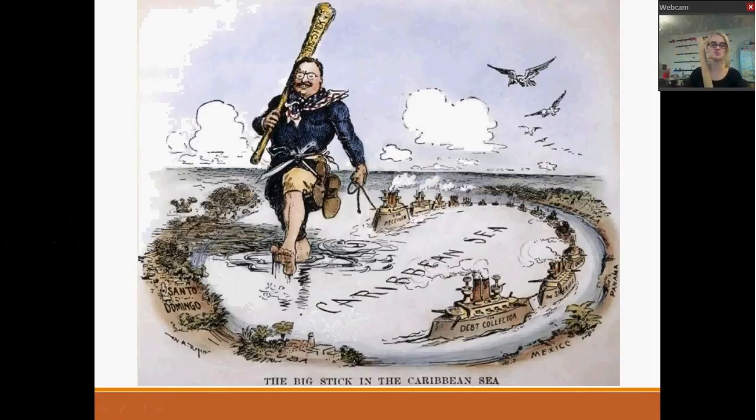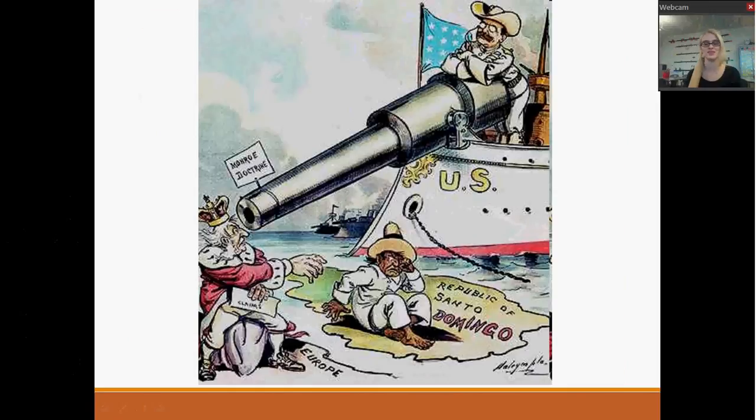So here, he becomes really famous for this big stick idea. You can see this political cartoon says the big stick in the Caribbean. Roosevelt is pulling the Navy behind him as he is in places like Santo Domingo, Mexico, Panama, Venezuela. So he's the big stick in the Caribbean Sea. In this one, you'll notice the big stick is represented as a gun, pointed at Europe. You see the king over there is trying to make a claim on the Republic of Santo Domingo, and he's pointing his gun at him with the Monroe Doctrine tagged on to the end of it, saying, no, you don't. We're going to keep you out, right?